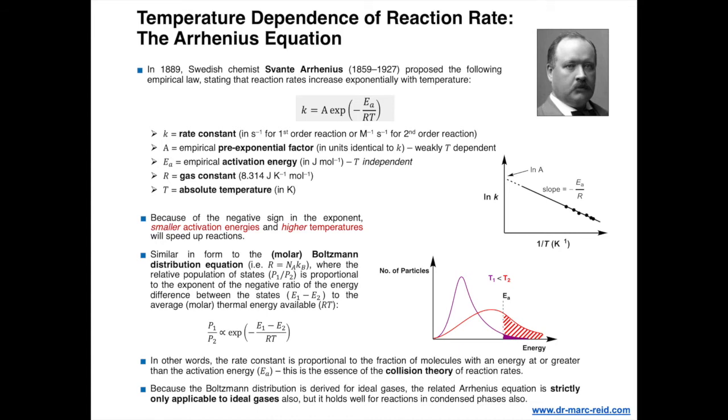Here, you can see the distribution of particle energy for two different temperatures. As we go from low to high temperature, the particle energies spread out, and more are at an energy above the threshold. The Arrhenius relationship, strictly speaking, is only applicable to ideal gases, as is the Boltzmann distribution, but it is often used with useful results in condensed phase applications too.